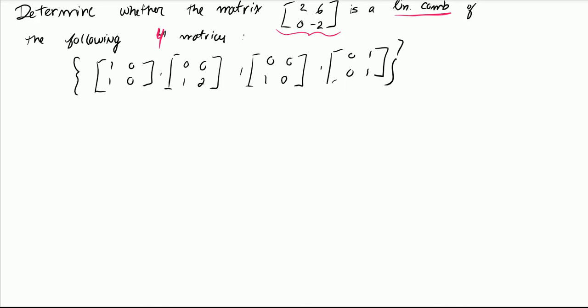So just for rapidity and speed, I'll call this first matrix, well, let's make it a big A1, A2, A3, A4. And let's call this here B.